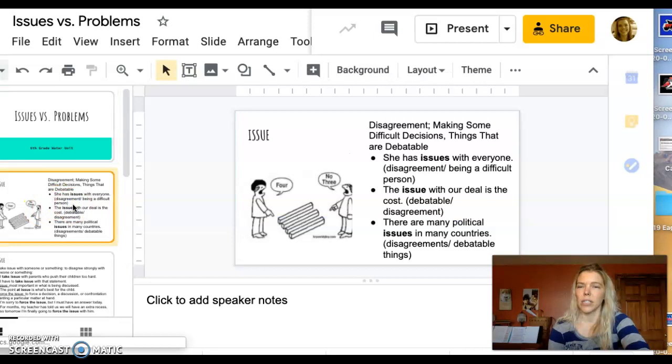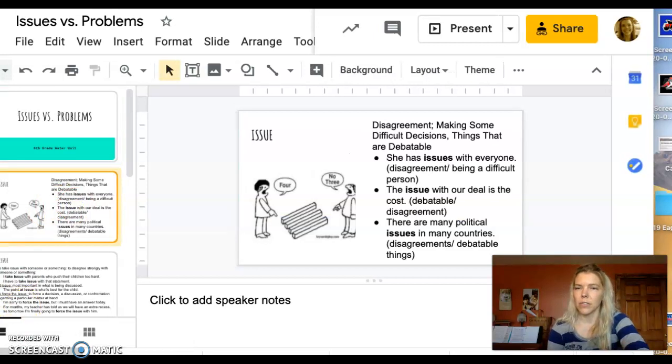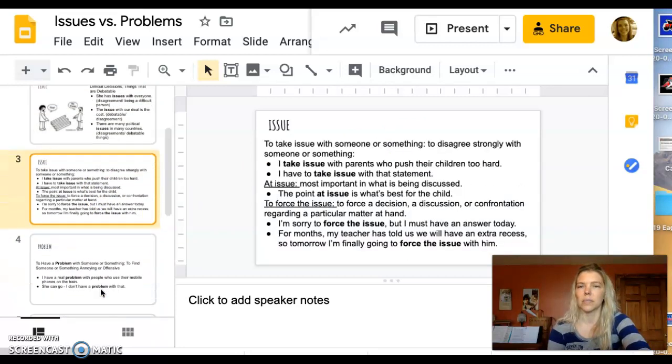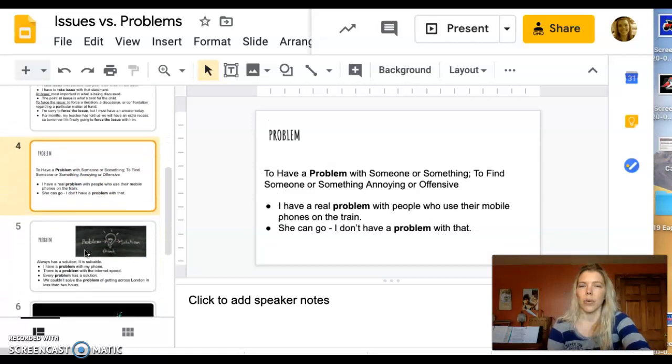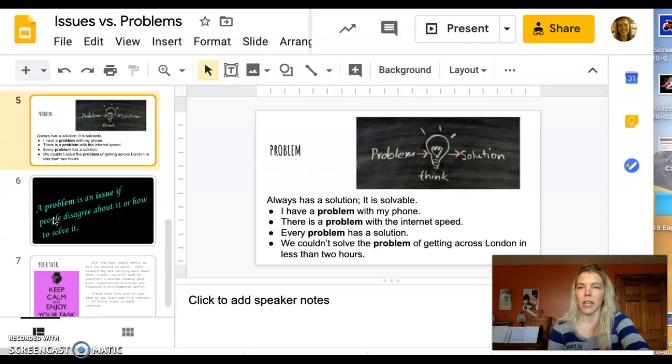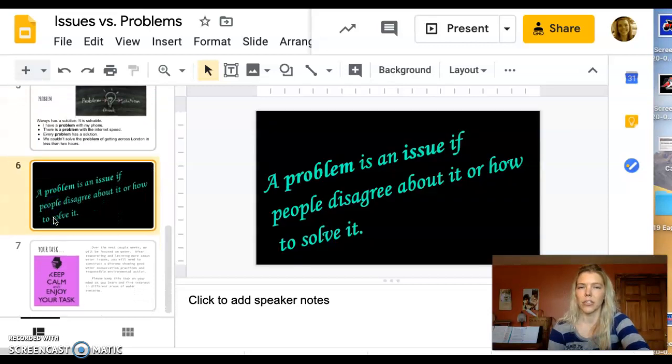The issues would be first, and here, let me move this over a little bit. So we would really stress that issues can cause some disagreement and some difficult decisions and discussions. Problems are different because they actually have a solution, so they can be solved, and a problem can be an issue if people disagree about it or how to solve it.